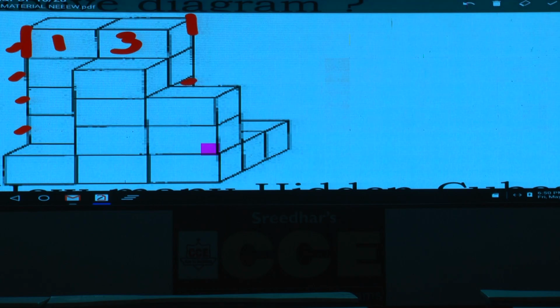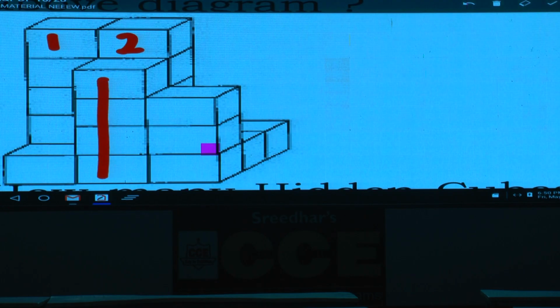This one is also counted. Hence how many were there at this place? Only 2. Here 1 and 3 were counted and 2 were unseen. Next one, coming to this one. In this block, all these were seen.